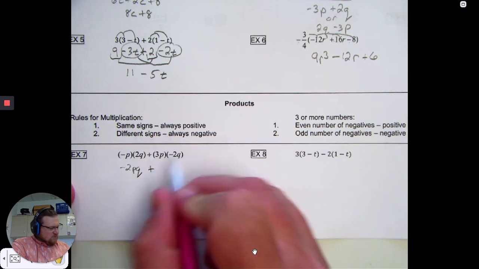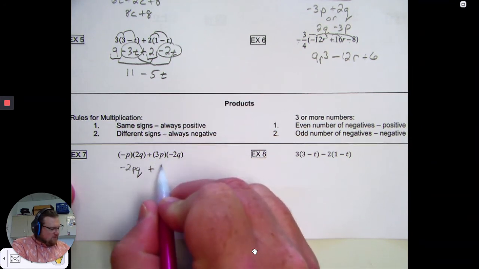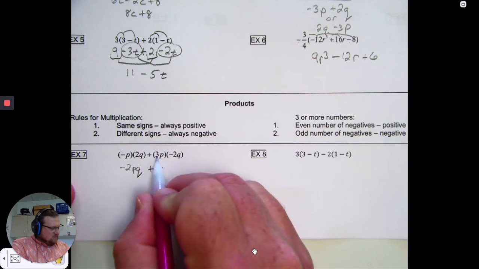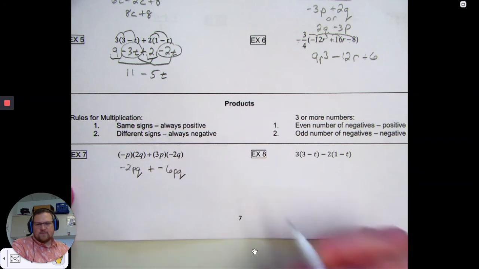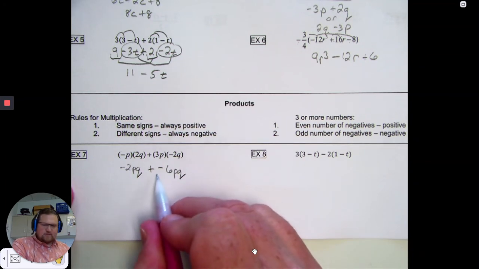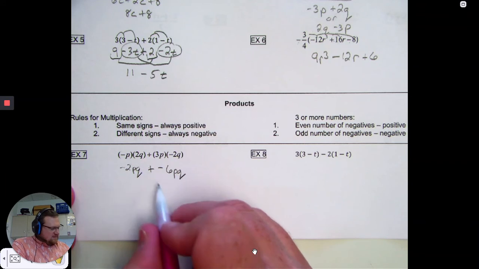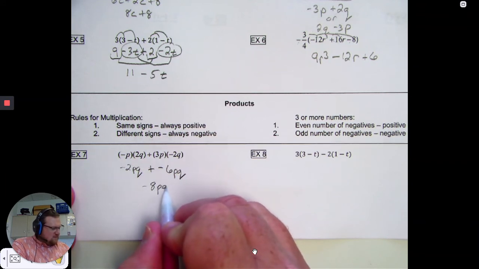Okay, now we're going to have this plus. Here we have a negative, and we only have one negative, so it's going to be a negative. So 3 times 2 is 6, and then we're left with that same pq. So if we have a negative 2pq plus a negative 6pq, that's going to give us a negative 8pq.